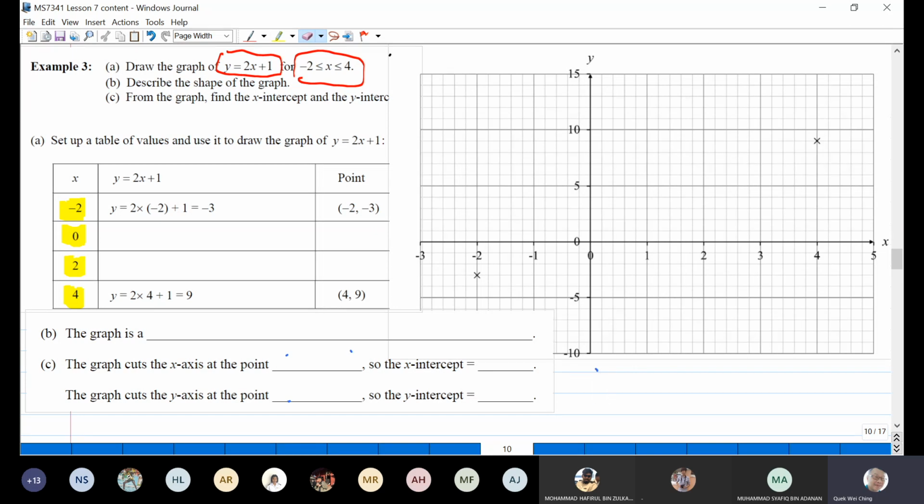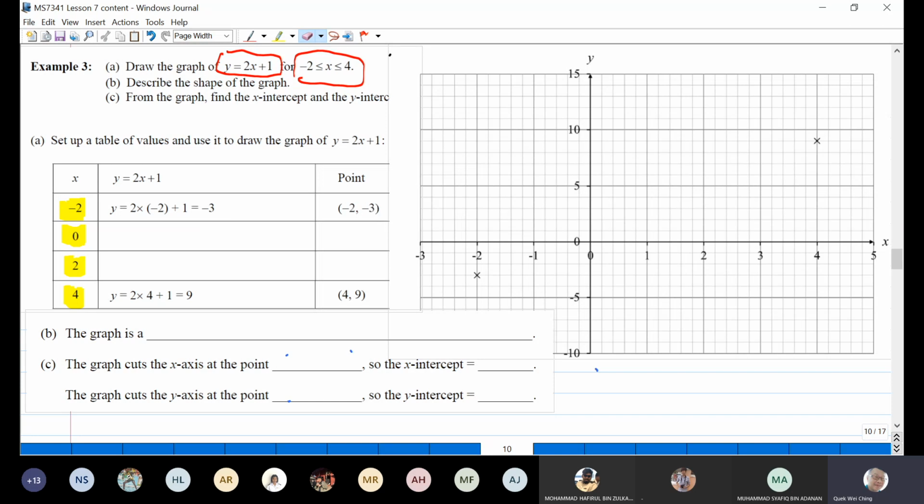So y equal to 2x plus 1. So for example, when x equal to minus 2, okay, 2 times minus 2 plus 1. 2 times minus 2 is minus 4. Minus 4 plus 1 is minus 3. So you get a point. So you get the point minus 2, minus 3.